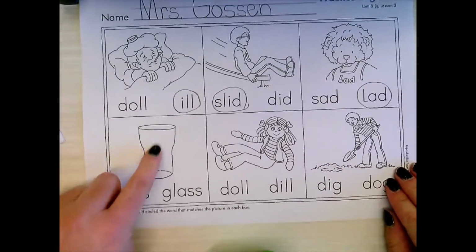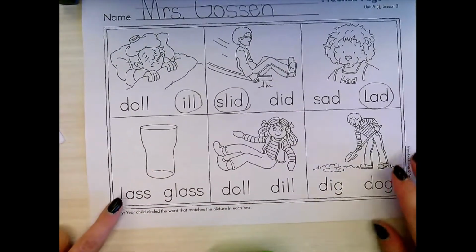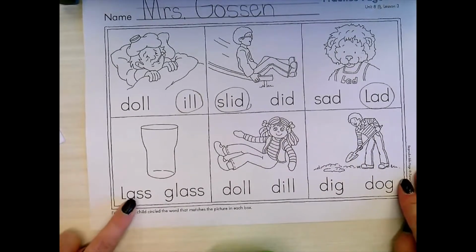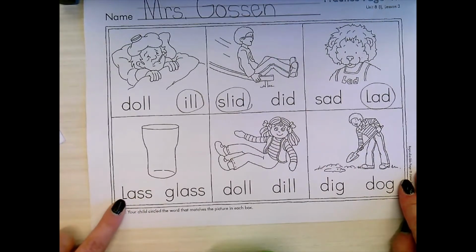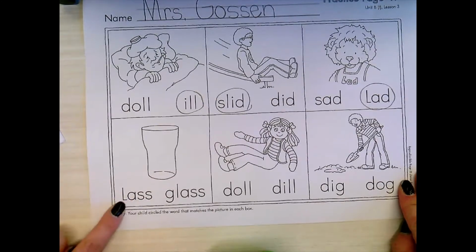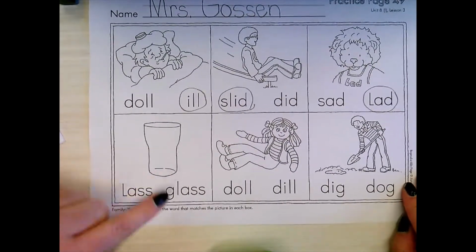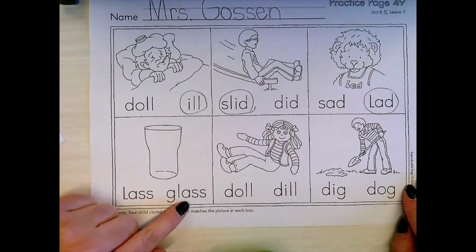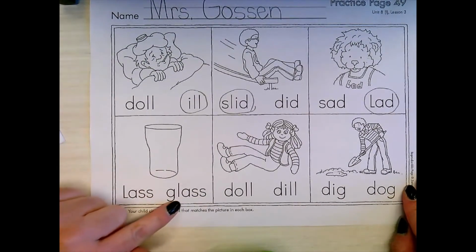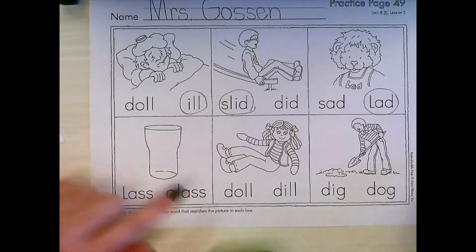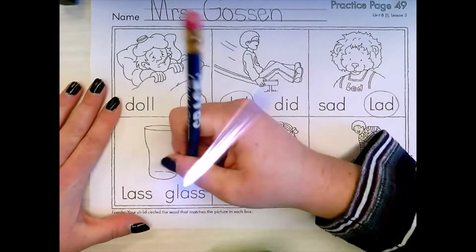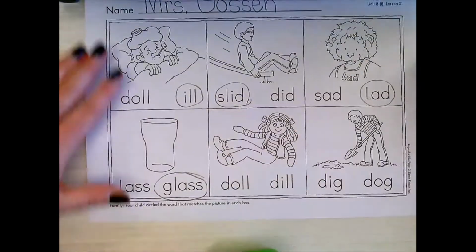Let's try, I'm going to do this picture of the glass next. Lass, lass. Oh, that's not lass. Okay. Glass, glass, glass. We even used that word. This is a picture of a glass.